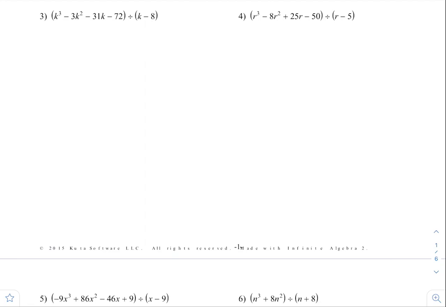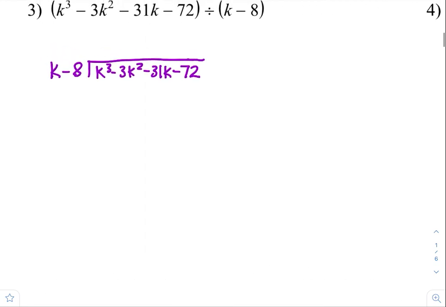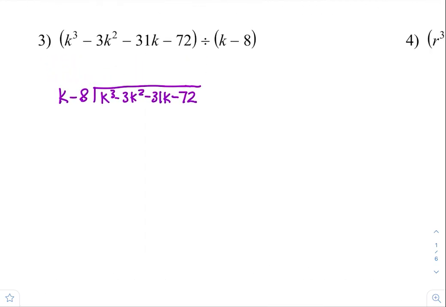Alright, here's your guys' homework on long division, numbers 3 through 10. So, we have number 3. Remember, this goes on the outside, and then the other polynomial goes on the inside. Alright, so now we begin in terms of solving for this.